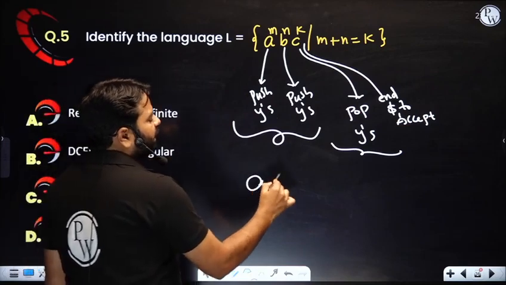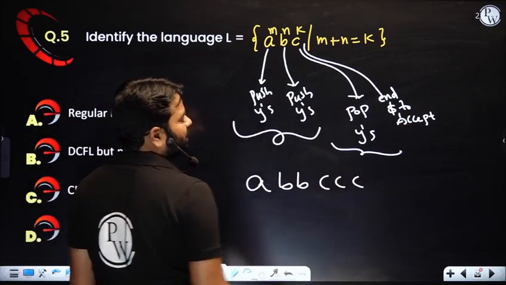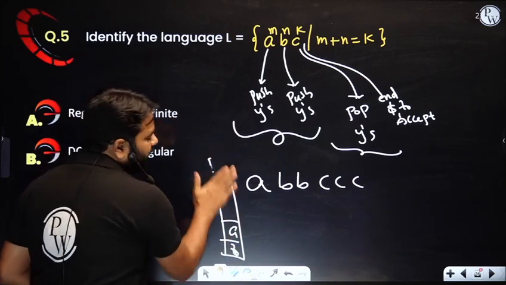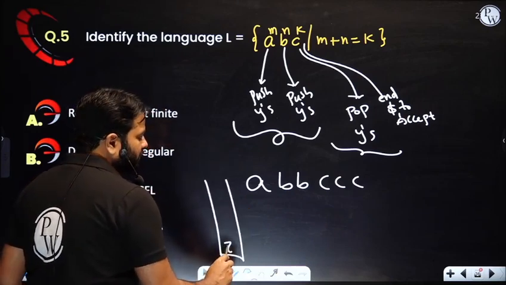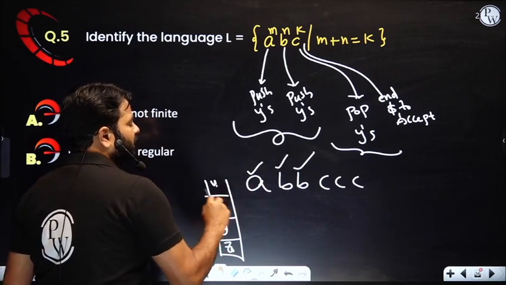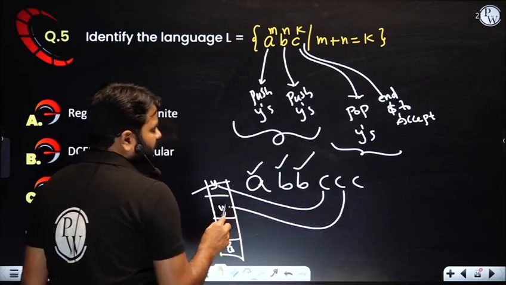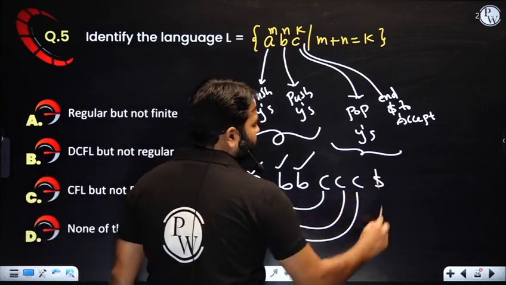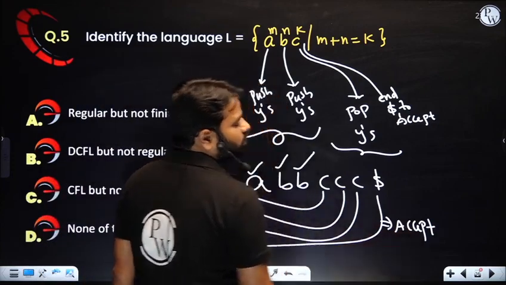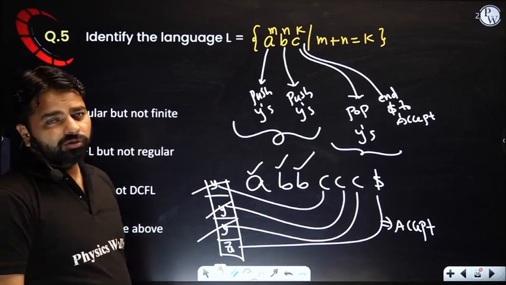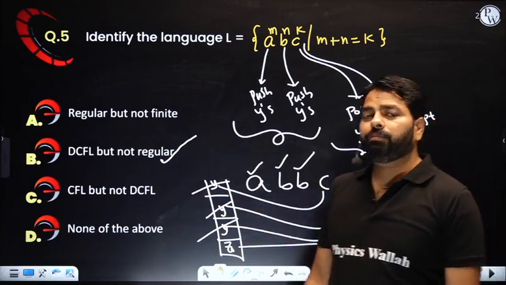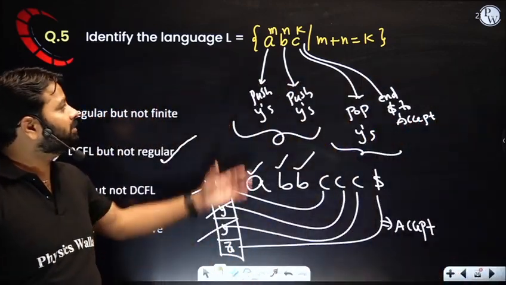Example, suppose I have 1 A, 2 B's, 3 C's, then what you do? A push, what I am pushing here? Y is right, you can do that too, right? Y and B, one more Y, B, one more Y, and the C, you pop one Y, another C. When end of the input happens, Z naught, so accept it. It will guarantee. So deterministically, I'm able to design pushdown automata. So it is deterministic pushdown automata. Hence, it is DCFL, but not regular because of dependency between the symbols.